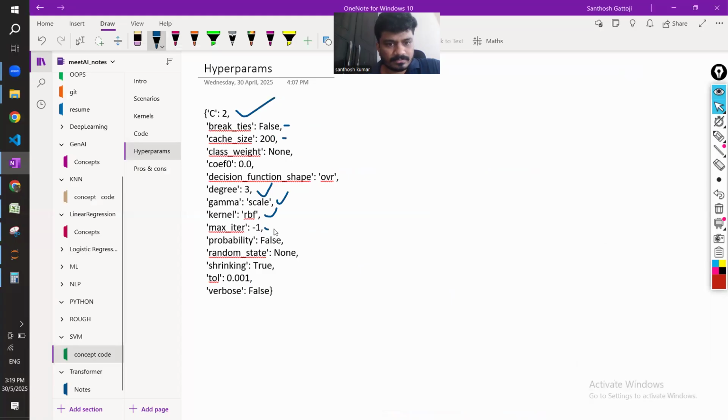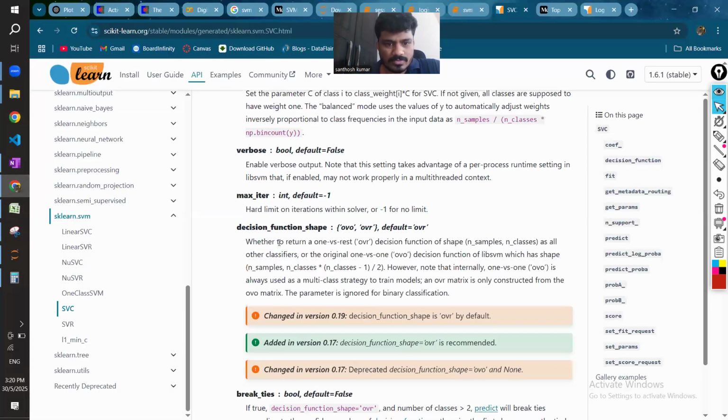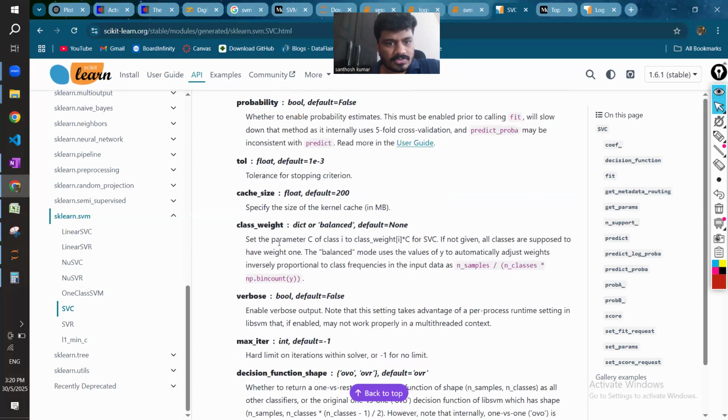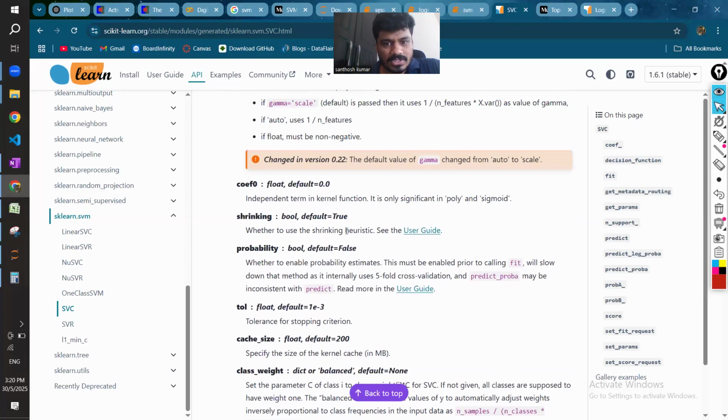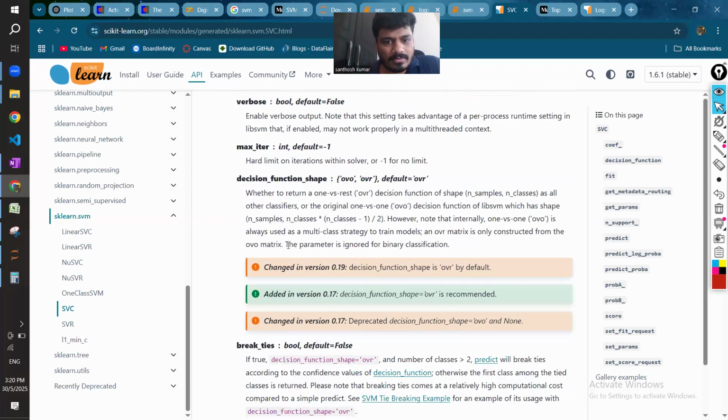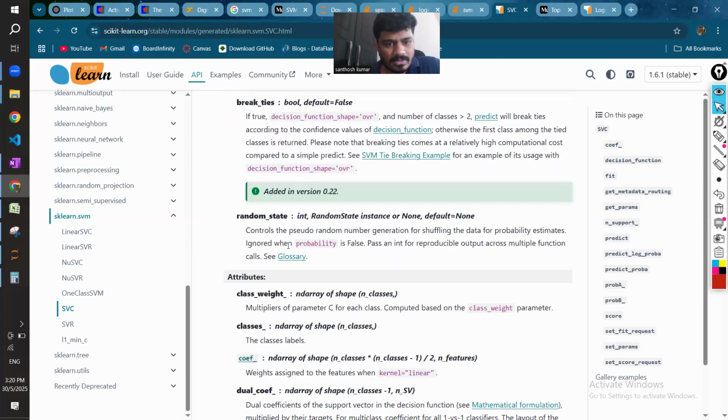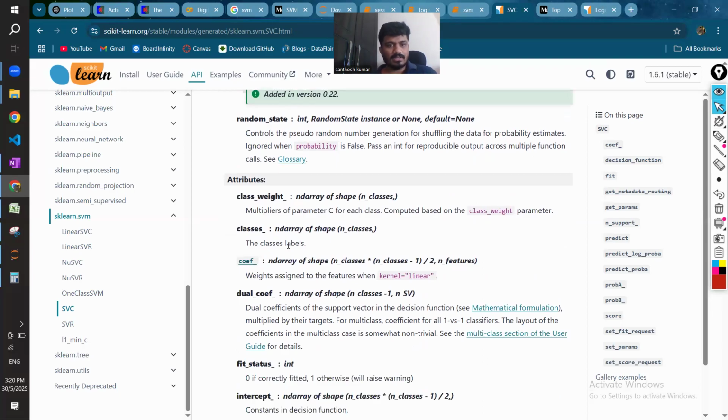Probability we have seen. Random state, nothing. Shrinking, these values we don't use much. We have seen some shrinking. What is shrinking? Whether to use the shrinking heuristic, I'm not sure what this is. As I said, we will not touch all of this. Only a few of the parameters we will control. These are the hyperparameters.